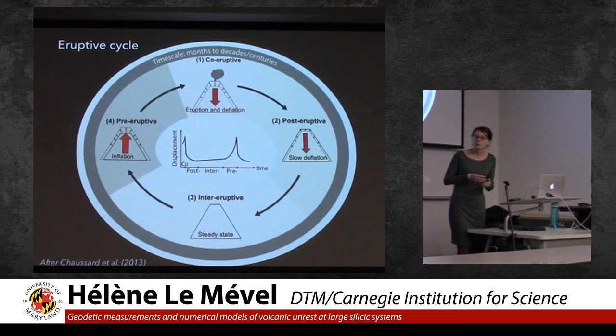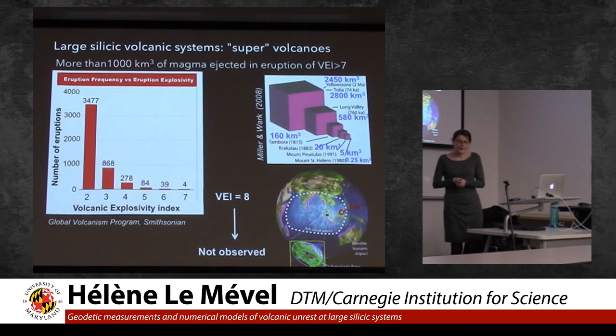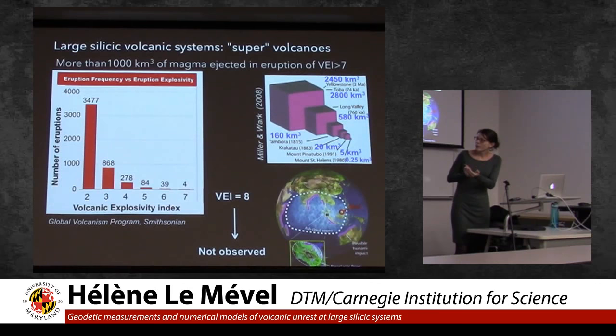Now, what I'm going to talk about today is large silicic volcanic systems. Some people call them supervolcanoes. They are able to erupt more than 1,000 cubic kilometers of magma, usually during very explosive eruptions of VEI greater than 7. VEI stands for Volcanic Explosivity Index. This simple histogram shows the relation between the number of eruptions and explosivity. More frequent eruptions are small, and VEI 7 or more are rare. VEI 8 has never been observed in human history.